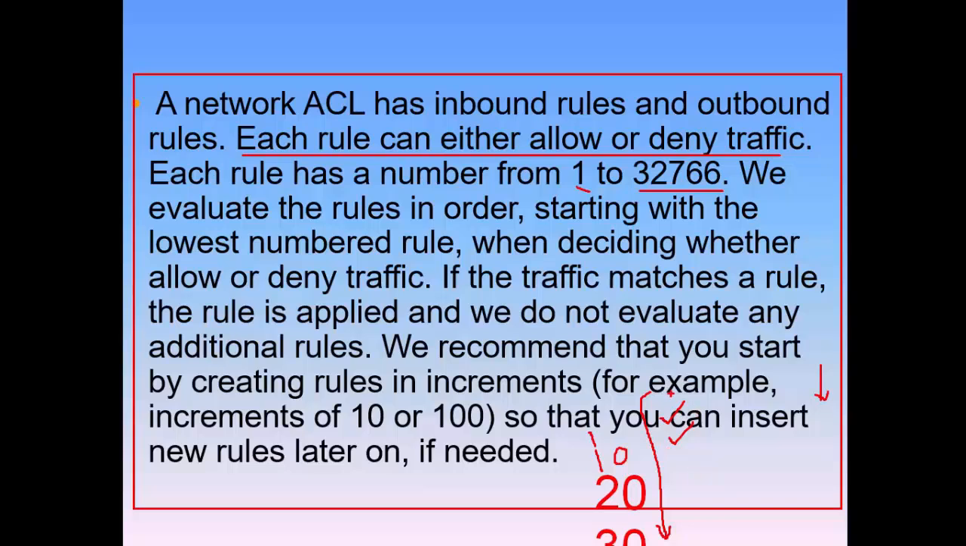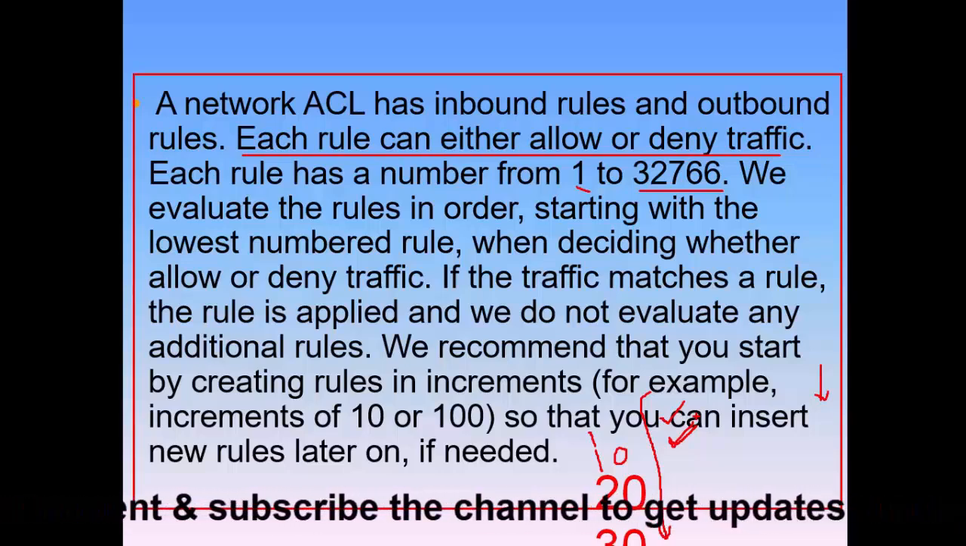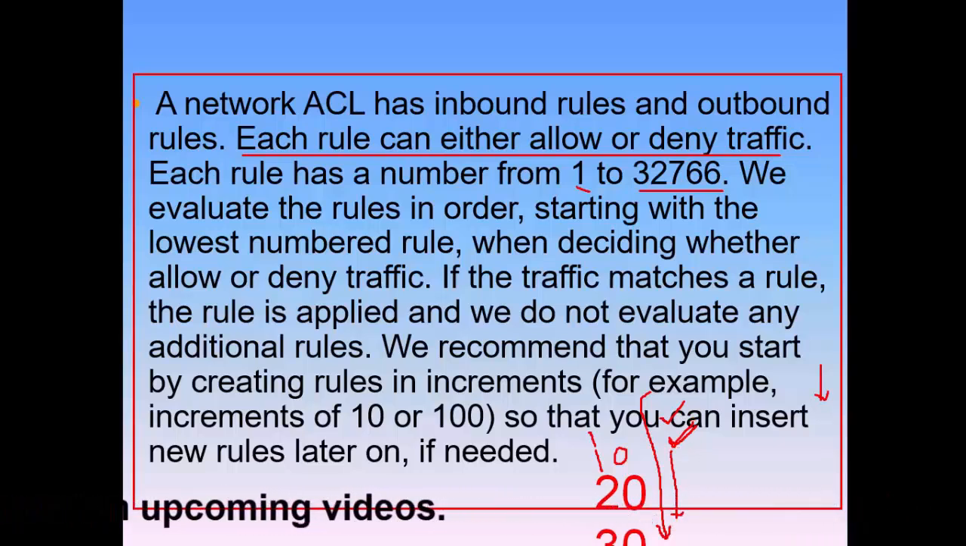So rules start evaluating from top to bottom, from lower to higher number. Wherever a rule matches, it will not proceed further. Like here on 10, we give one rule: deny all IP, TCP, deny all TCP. After that, you keep allowing everything, allow HTTP, allow HTTPS, it will not work. As soon as a rule matches, it executes. It will not check further.